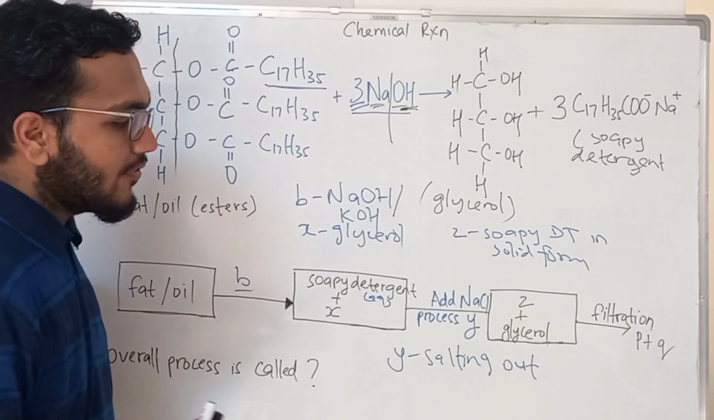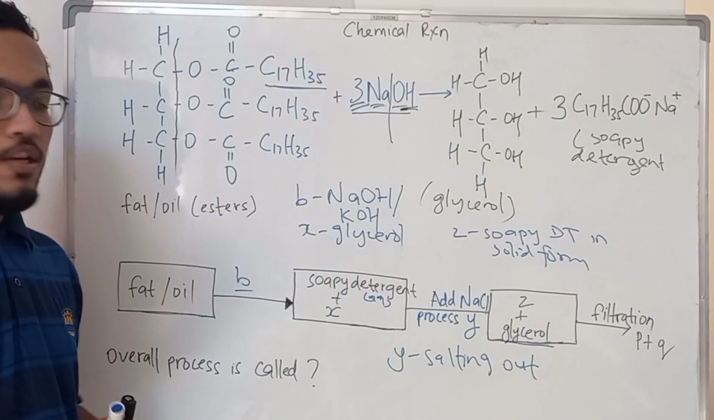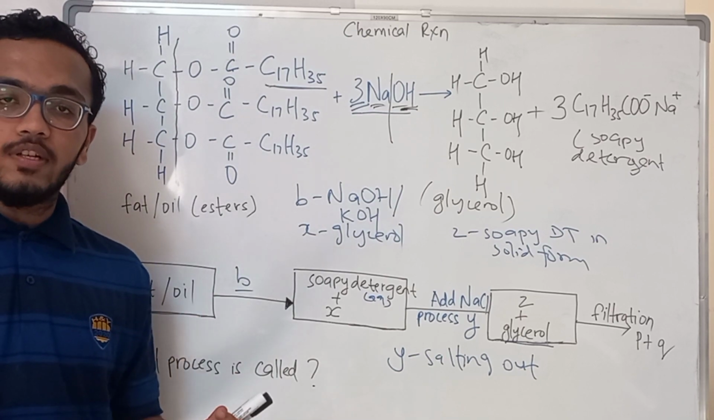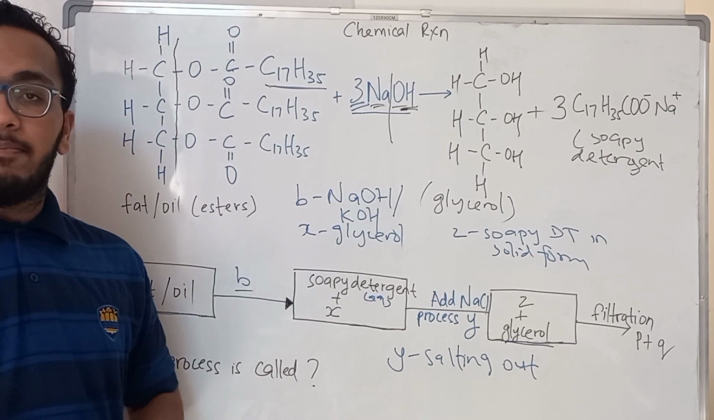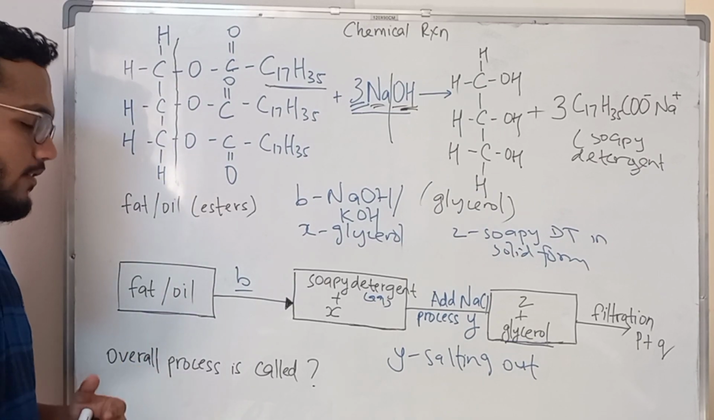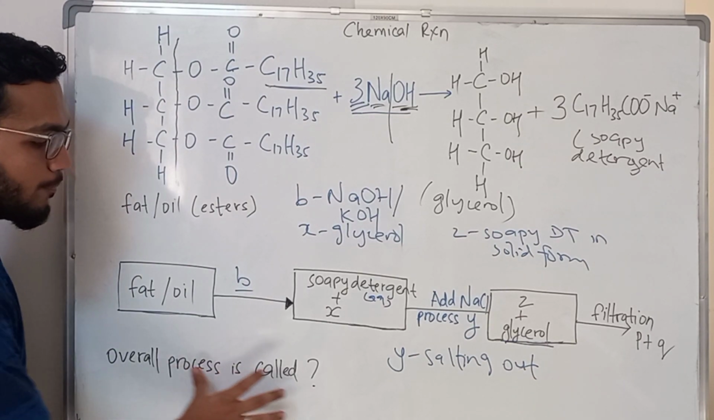What is the filtrate? Filtrate is glycerol. And what is the residue? The residue is solid soap. What do you do to that? You add distilled water, you wash it to remove excess glycerol and oil, and then you can add perfume and color to make the soap just better.